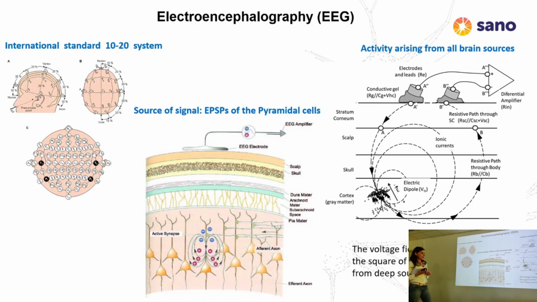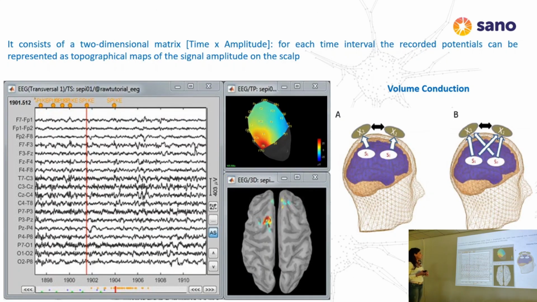But the voltage field gradient, we know, decreases with the square of the distance. So the activity from deep sources is difficult to detect with EEG. The recording consists of a two-dimensional matrix, time by amplitude, for each channel. And for each time point, it is possible to show the amplitude of the potential by a topographical map on the scalp.